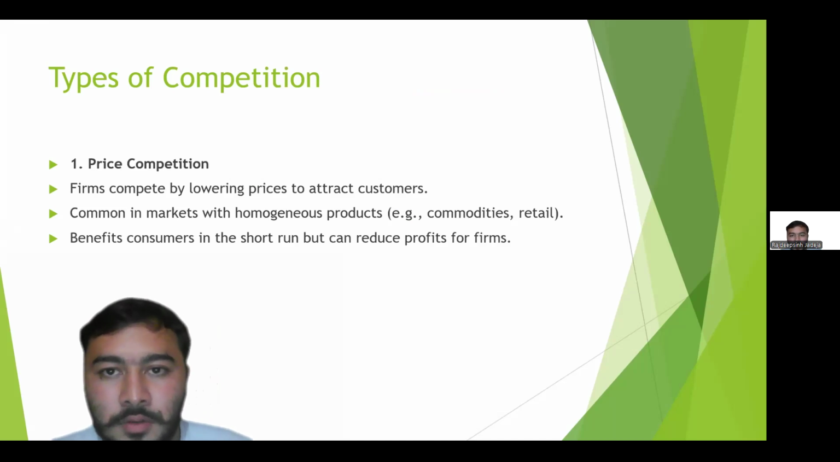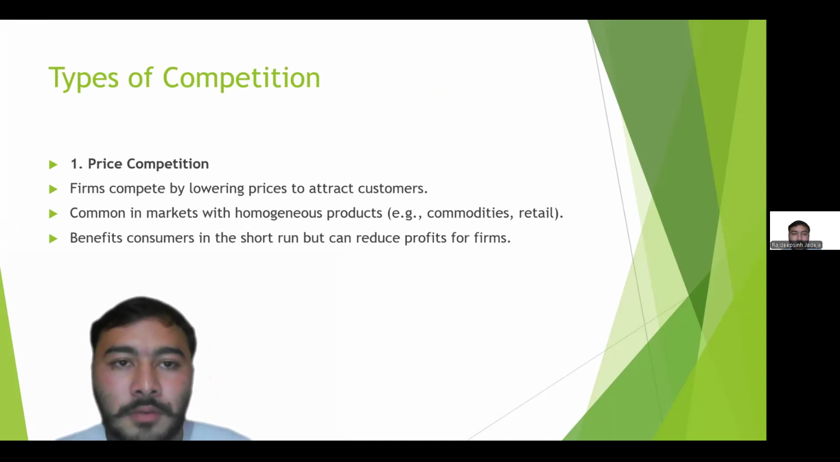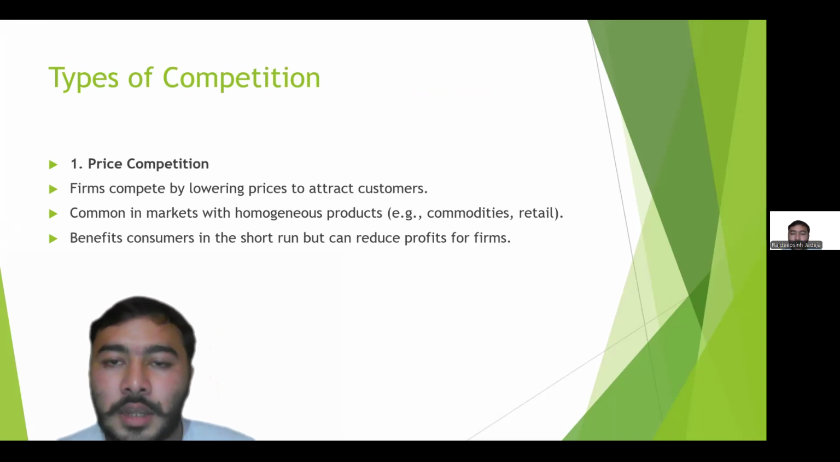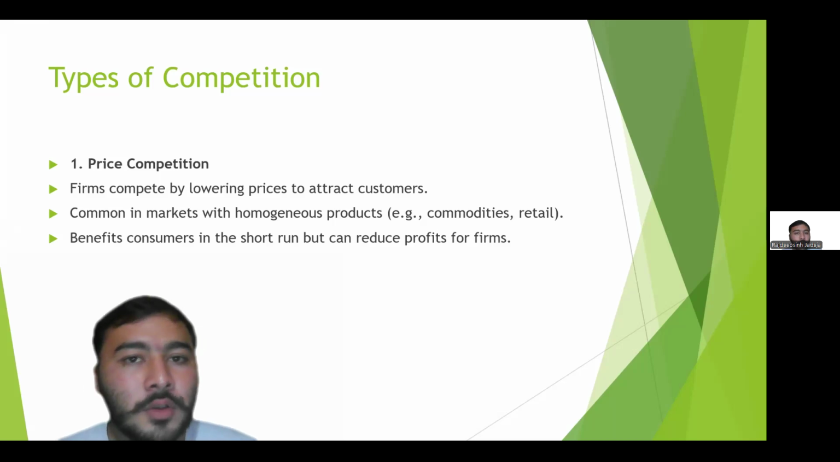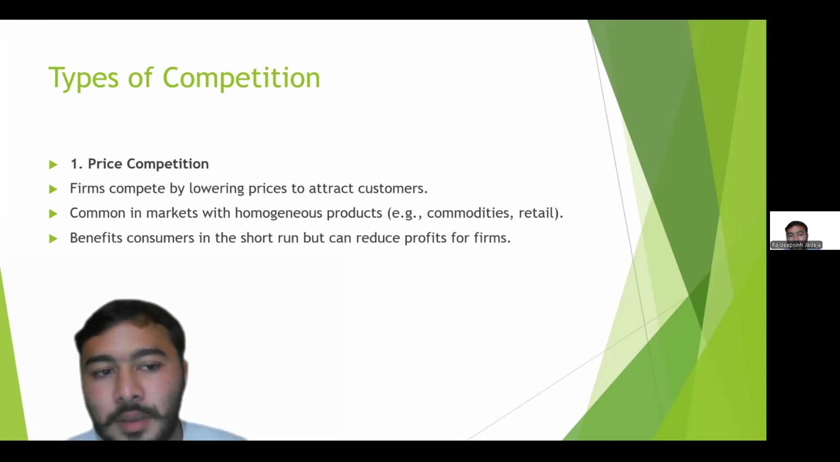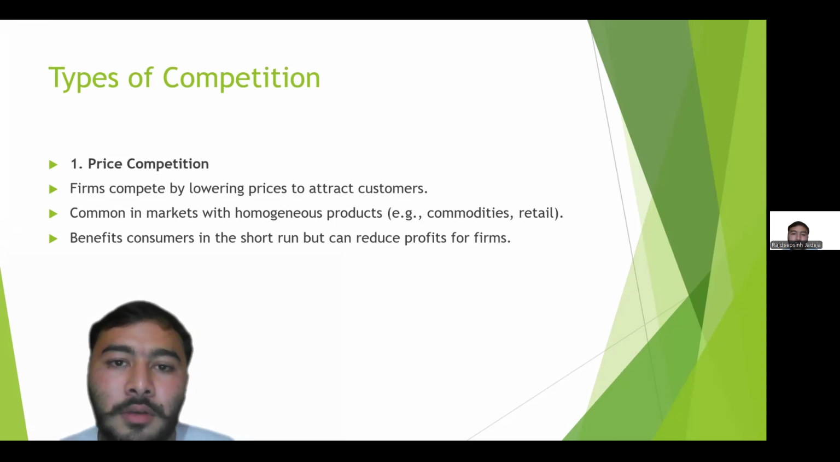So there are two shoe brands. One is offering their pair of shoes at 5,000 rupees, and another brand is offering the same shoes at 10,000 rupees per pair. Obviously we are going for the 5,000 rupee pair, because the price is very low and affordable, and the brand is the same. So they can compete by lowering prices to attract new customers. This is common in markets for homogeneous products.